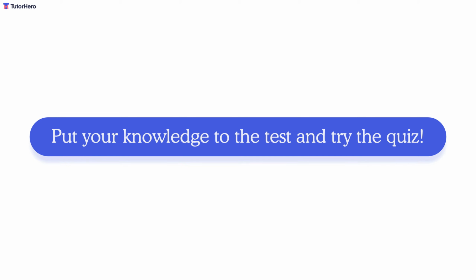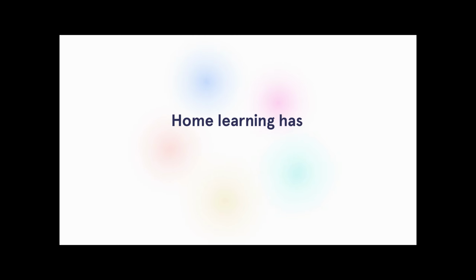That brings us to the end of this lesson all about finding the area of triangles. The formula for finding the area of triangles is half the base times the height. Now, put your knowledge to the test and try the quiz.